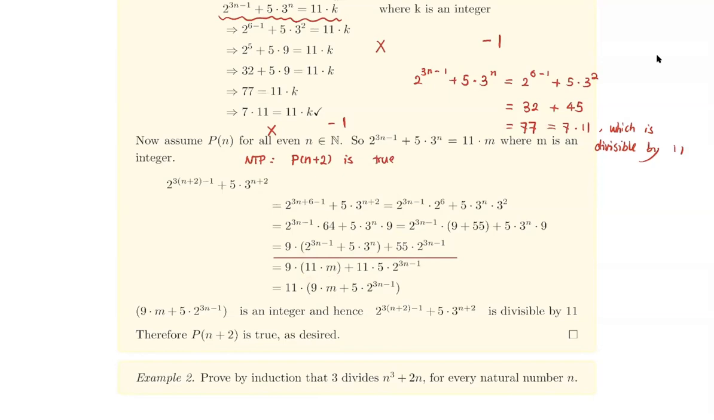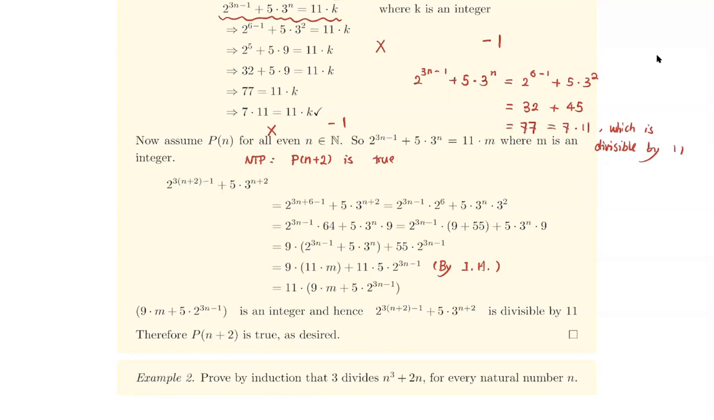Okay? So here you should add "by IH." Make sense? Because this line, when you write it as 11m, is when you use your P(m) as true. Okay, so that's when you use that this is divisible by 11. After we correct it, now it's a good proof.